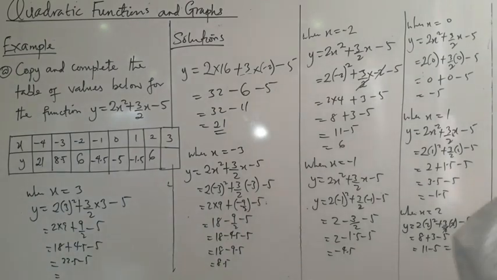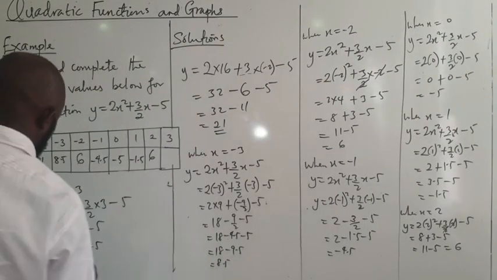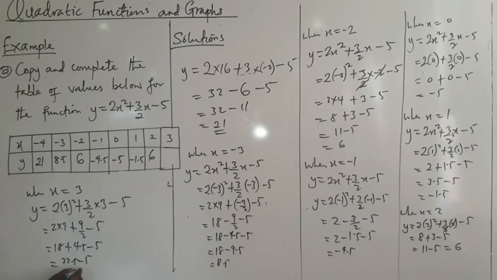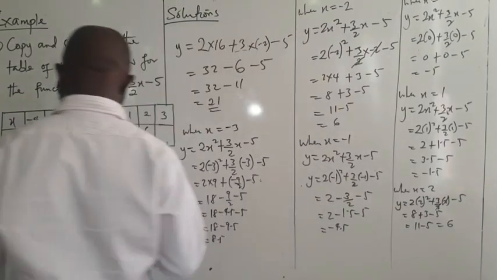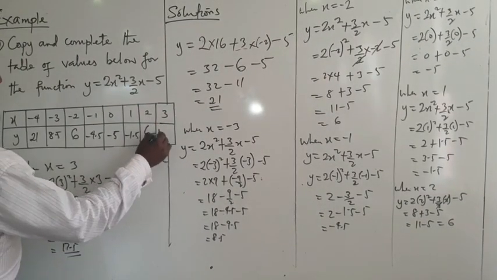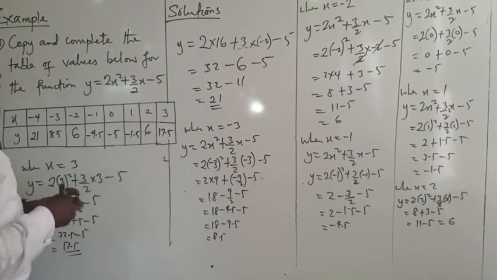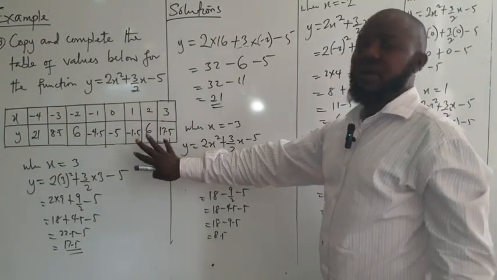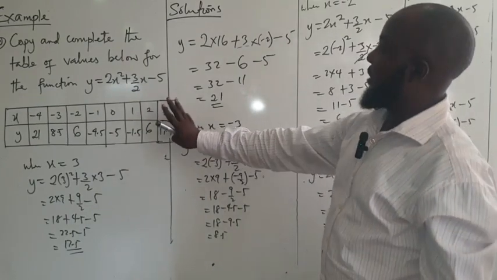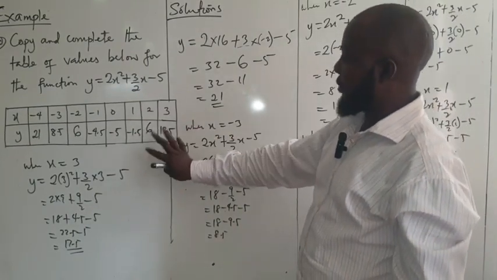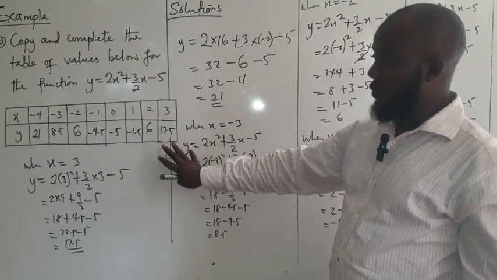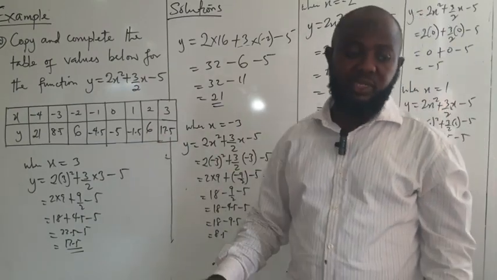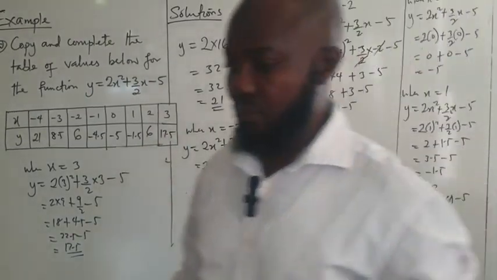So that is 17.5. So what we get is 17.5. Once we have completed the table of values, this is what we refer to as a table of values. There is another method that we can also adopt to get this, which I'm going to show you now before we go into the details of the graph. So let's look at that one now.